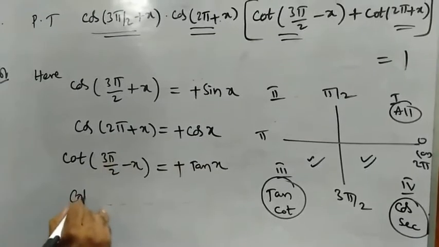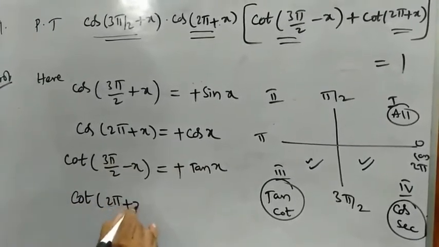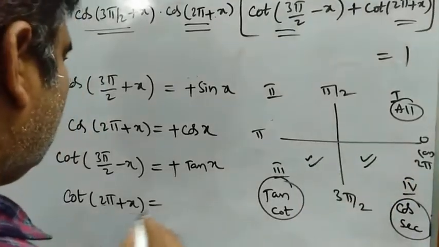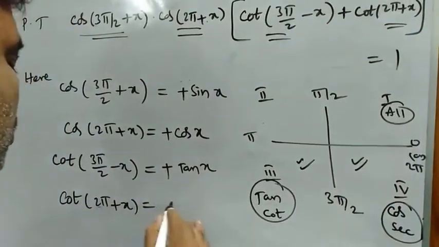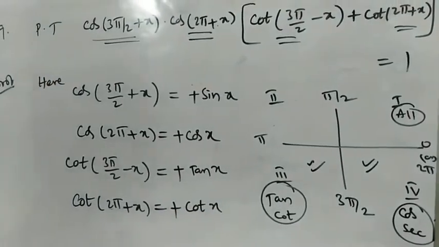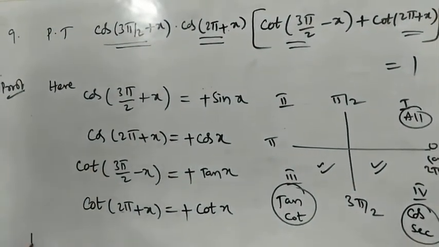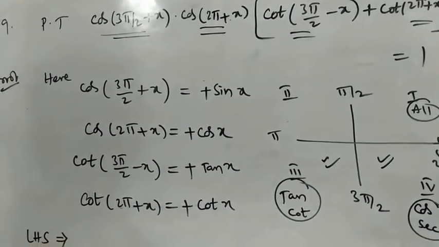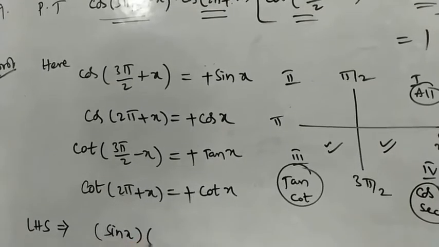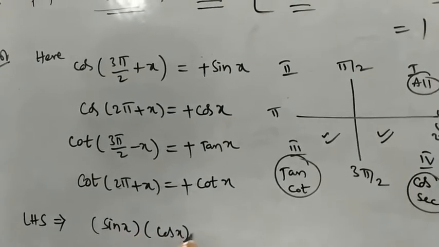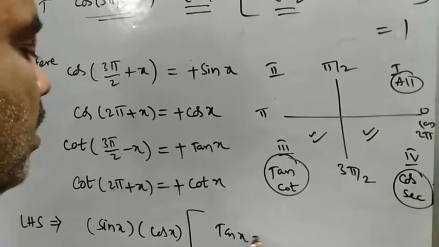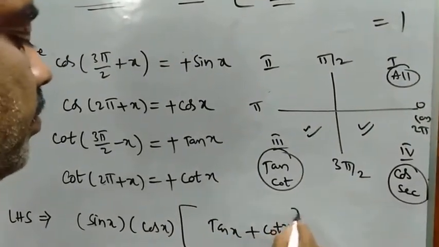And the last one, cot(2π + x), will come in the first quadrant. So cot(2π + x) is the same as cot x, with a plus symbol. Substituting all the values, on the left hand side, the first term is sin x and this is cos x. So the whole bracket is tan x plus cot x.